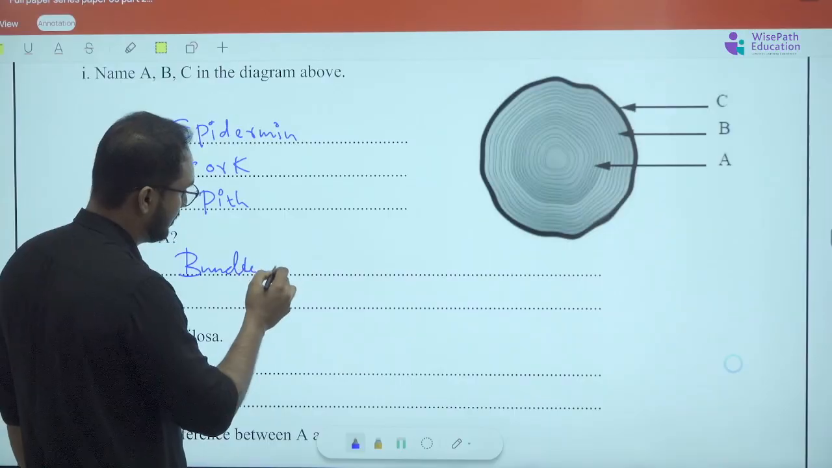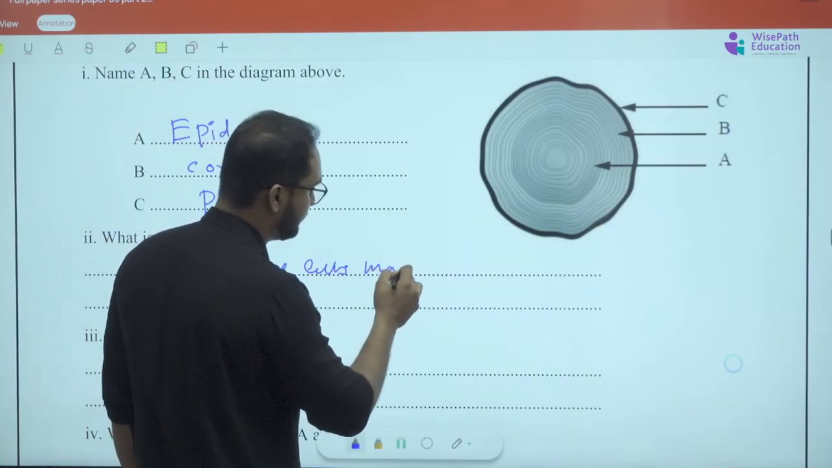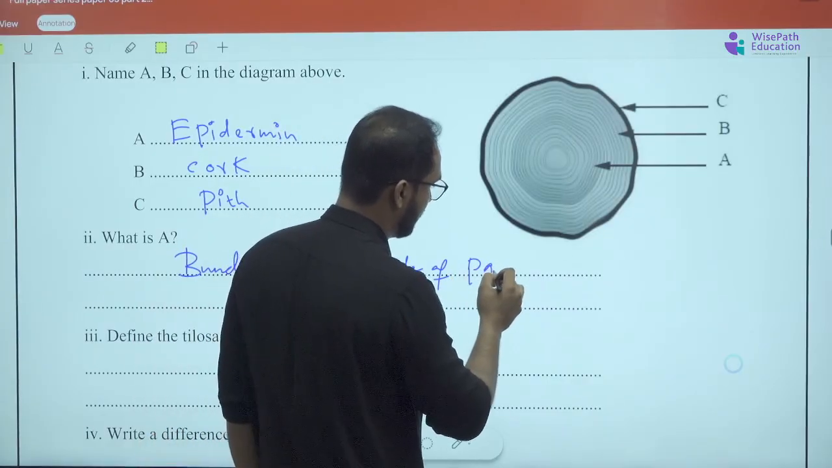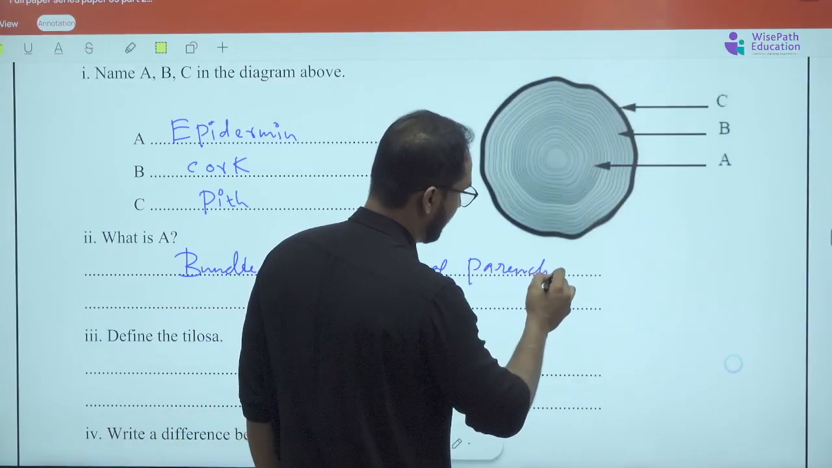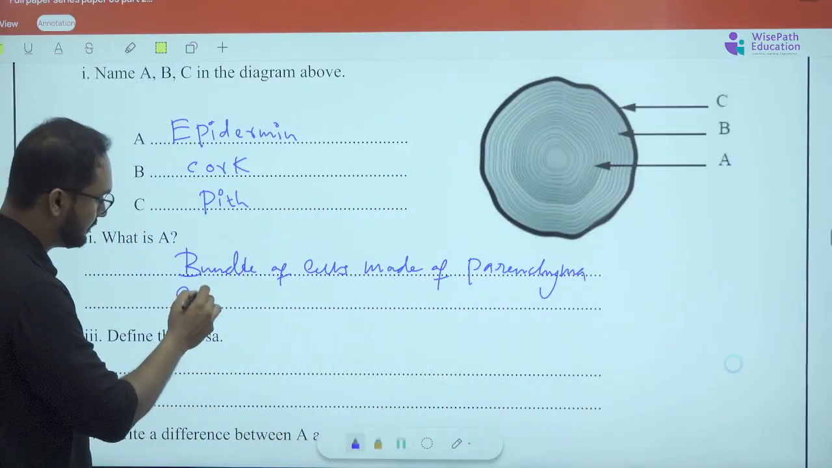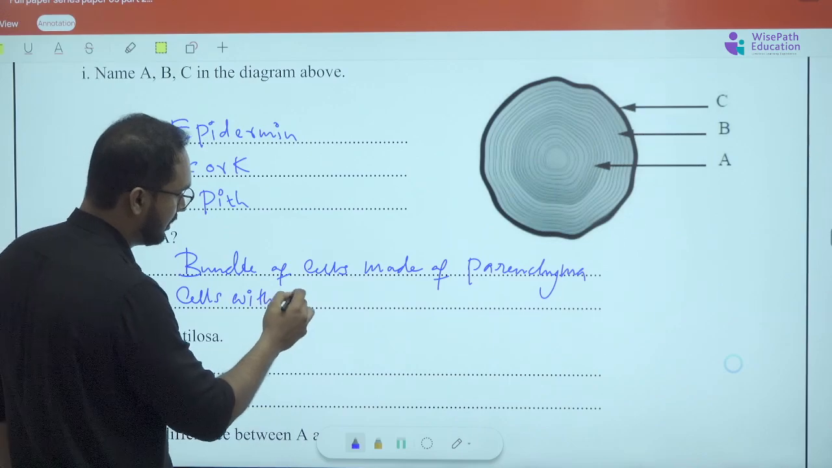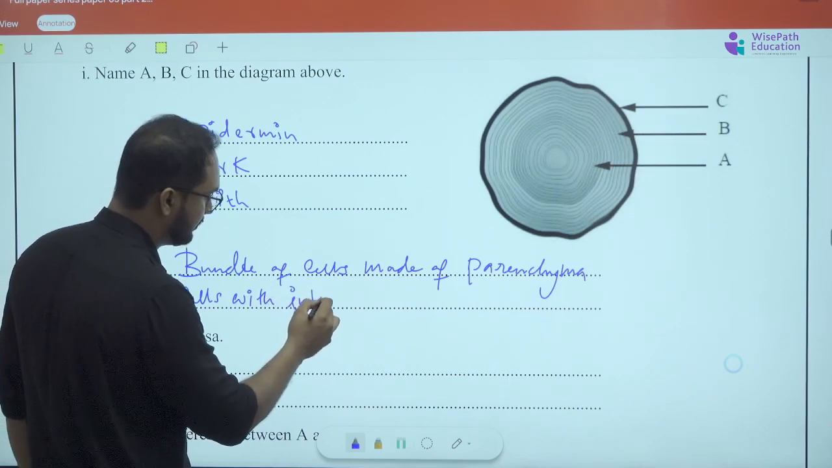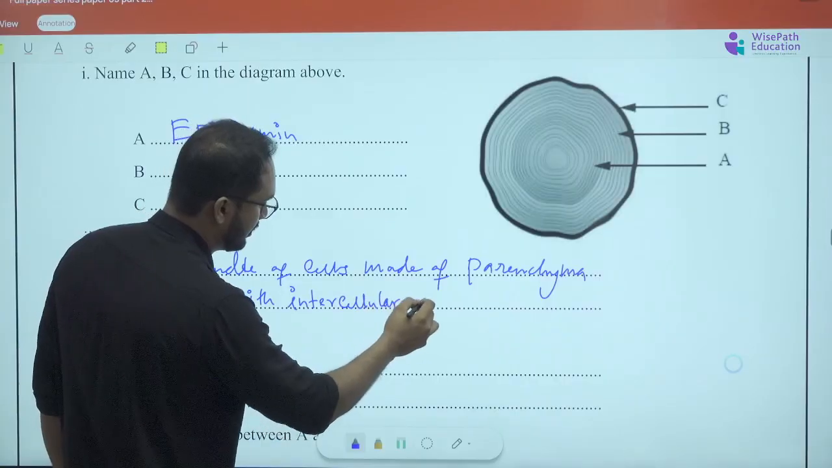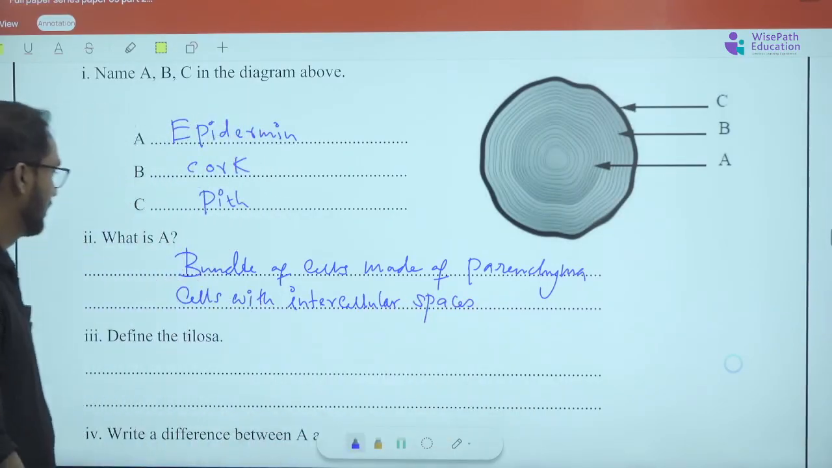Bundle of cells made of parenchyma cells with intercellular spaces. Intercellular spaces. Next, what do you say?